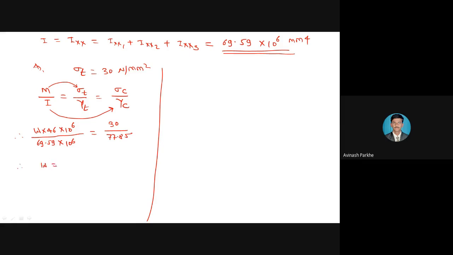So if I write the equation in the form of W, that is 30 into 69.59 into 10 raised to 6 divided by 77.85 into 4.5 into 10 raised to 6. So you will get the value of W as a UDL value. Tell me the answer. What is the UDL value?